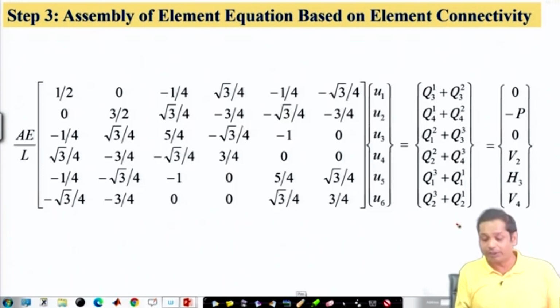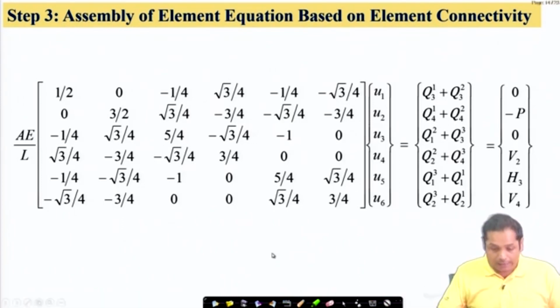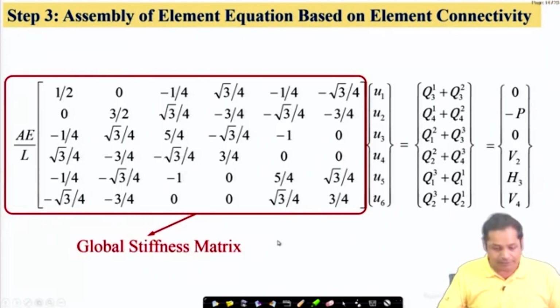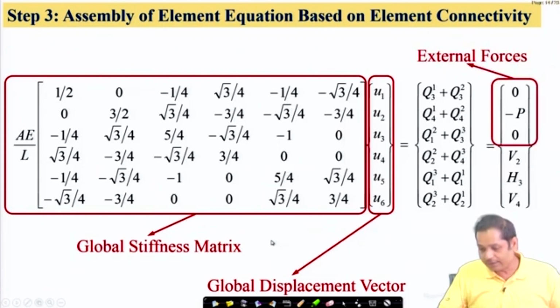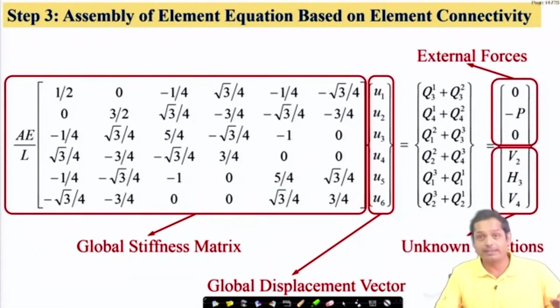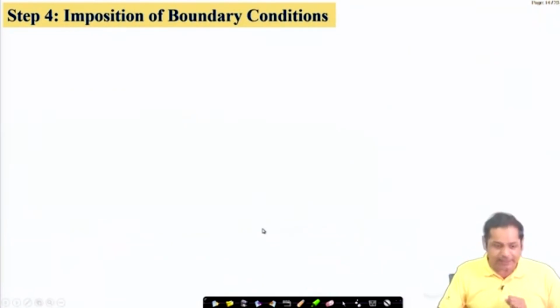Now this equation needs to be solved. So this is the global stiffness matrix, this is the global displacement vector, this is the external forces, and this is the unknown reactions, right? Now next is the imposition of boundary conditions. Step 4.